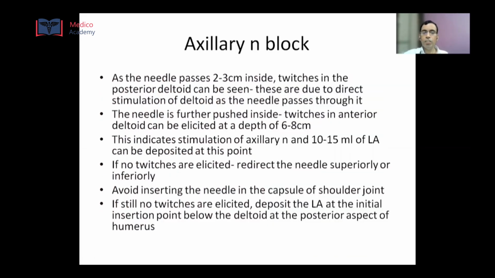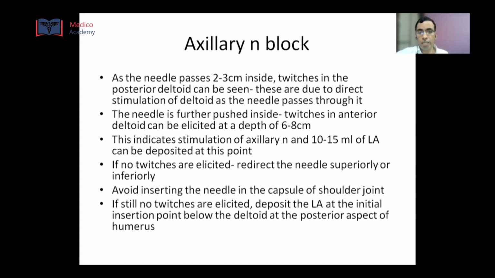As the needle passes 2 to 3 centimeters inside, twitches in the posterior deltoid can be seen. These are due to direct stimulation of the deltoid muscle as the needle passes through it. The needle is further pushed inside. Twitches in anterior deltoid can then be elicited at a depth of 6 to 8 centimeters. This indicates stimulation of axillary nerve, and at this point, 10 to 15 ml of local anesthetic is deposited once adequate contractions are achieved at 0.5 milliampere.